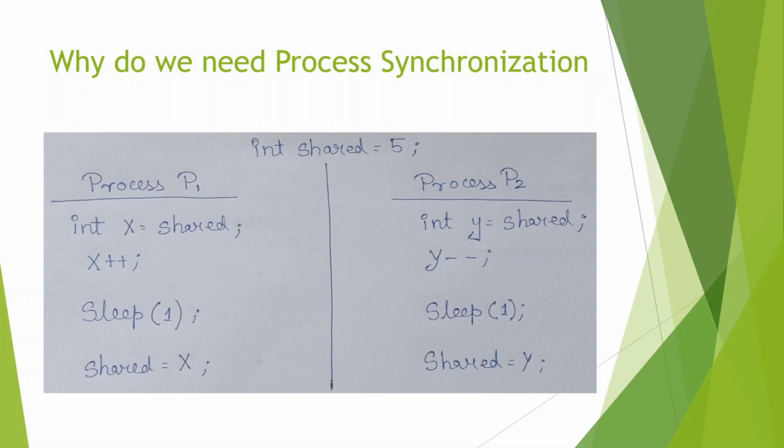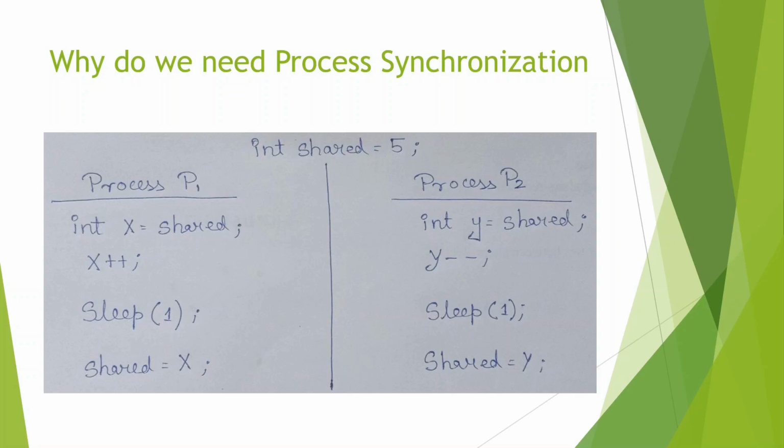Let us first begin the execution with process 1. Shared is shared between the two processes. X is increased by 1 and is changed to 6, so 5 plus 1 is 6. X and Y here are local variables for the individual processes P1 and P2. They are not shared with each other. Only the variable shared is shared. So if we increase X by 1, it becomes 6.